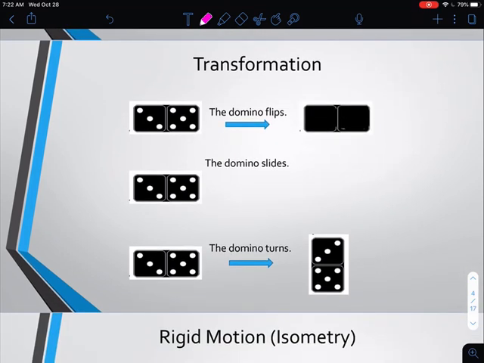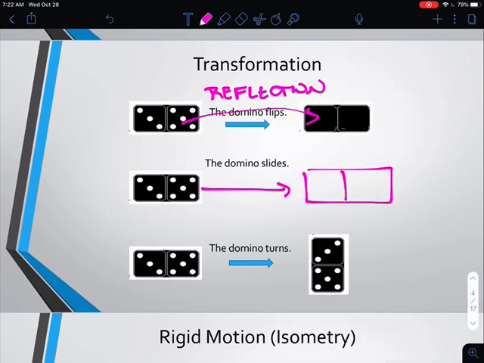As far as transformations, we have three that we're going to talk about for the first part of the chapter. We have a reflection here, where we flip across a line. So we took this domino and we flipped it across this line so it turned over. We could slide the domino, so we just slide it over to here. So now it's the same domino in the exact same orientation, just slid over to the side. Or we can turn it, so we can rotate the domino as well. So this would be a rotation. Those are the types that we're going to focus on to start with.